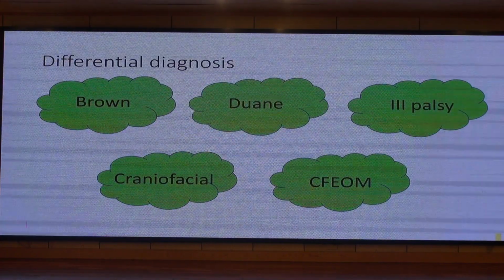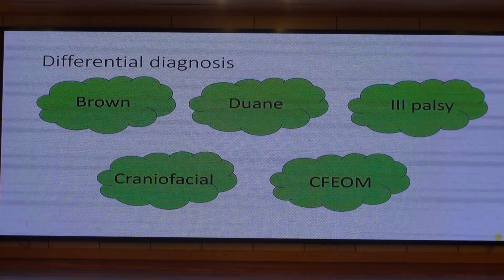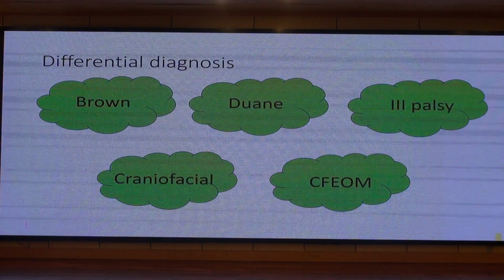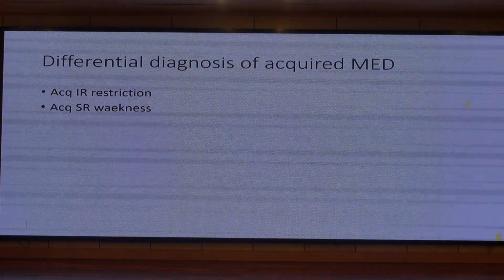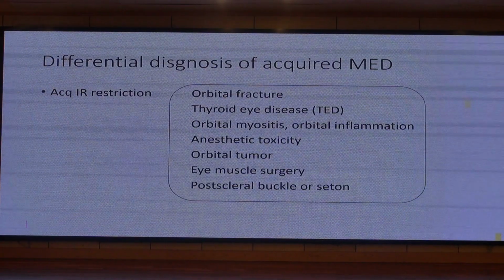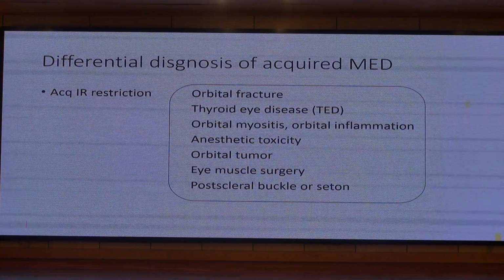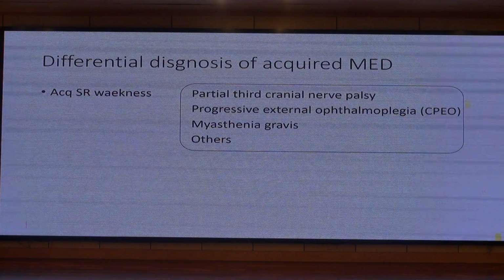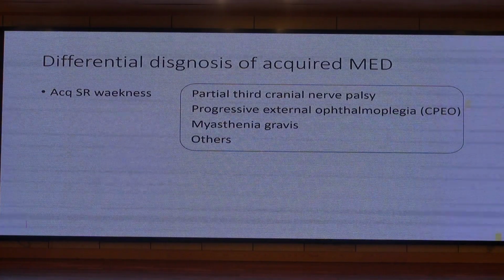The following conditions should be differentiated from MED: Brown syndrome, Duane syndrome, third nerve palsy, craniofacial anomalies, and congenital fibrosis of the extraocular muscles. The differential diagnosis of acquired MED includes acquired inferior rectus restriction, including orbital fracture, thyroid eye disease, orbital myositis, orbital inflammation, and so on, and acquired superior rectus weakness, including third nerve palsy, CPEO, myasthenia gravis, and others.